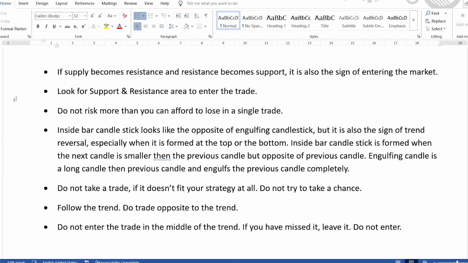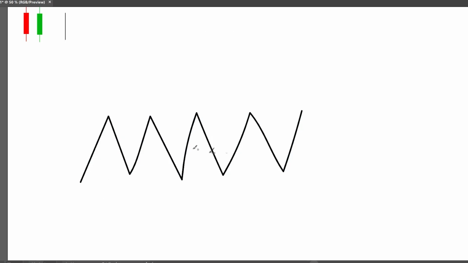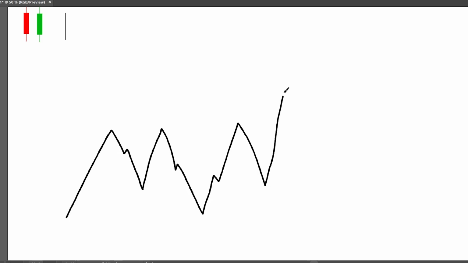If supply becomes resistance, and if support becomes resistance and resistance becomes support, it is also the sign of entering the market. So if the market is like this, it has created a support, and here we have a liquidity also. After that the market went up, and then what we do is we wait for the confirmation.